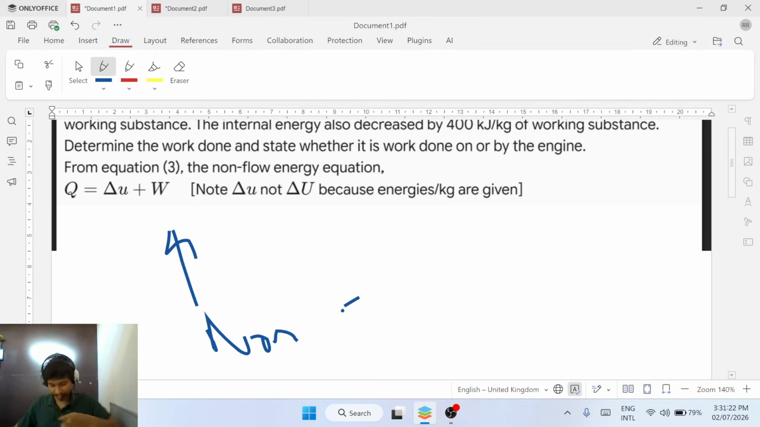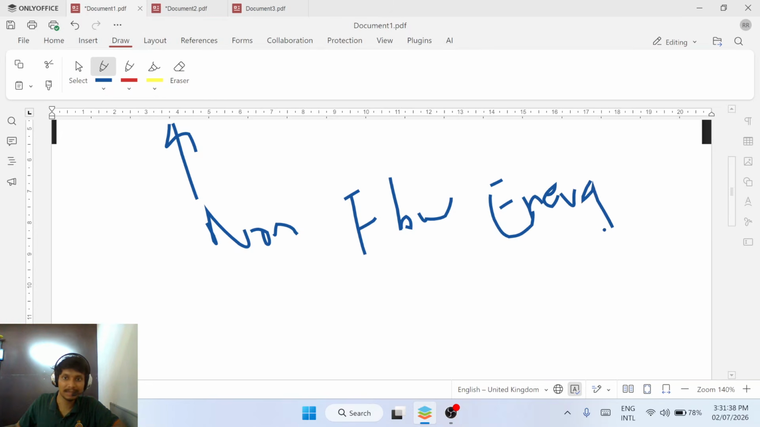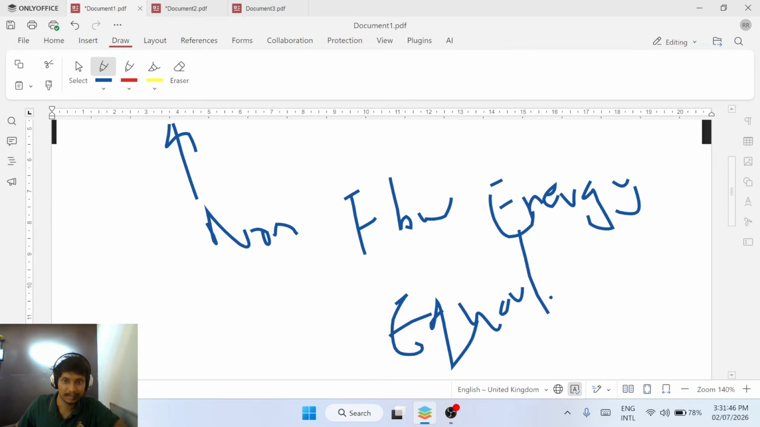We already discussed this. Sir will ask about the non-flow energy equation, the steady flow energy equation, and the continuity equation. This question is based on the non-flow energy equation. We can discuss what the non-flow energy equation is, and why they named it that. We can discuss that later.